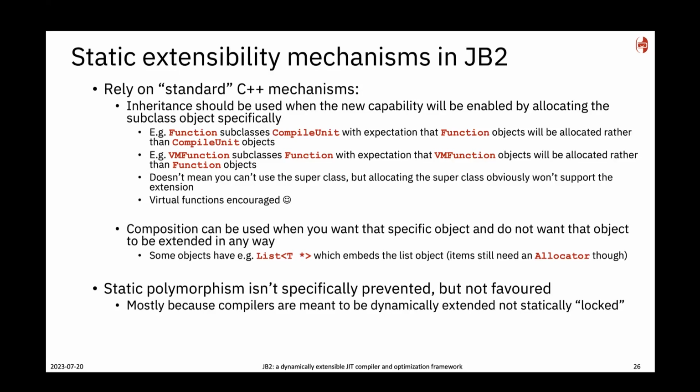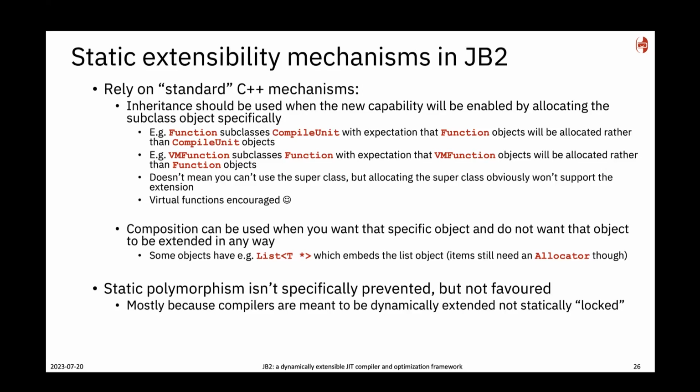The follow-on example is that the virtual machine, the VM extension, actually defines a VM function, a subclass of function, with the expectation that if you're going to use that functionality, you allocate VM function objects. Now, the compile unit is a nice case because it's completely outside of the compilation, so nothing inside the compiler actually allocates compile units. It's things that the external user of the compiler is going to allocate. So there's no example within JitBuilder 2 where a compile unit gets allocated and then passed around, so you don't have to find some way of adding your extension capability into those kinds of objects.